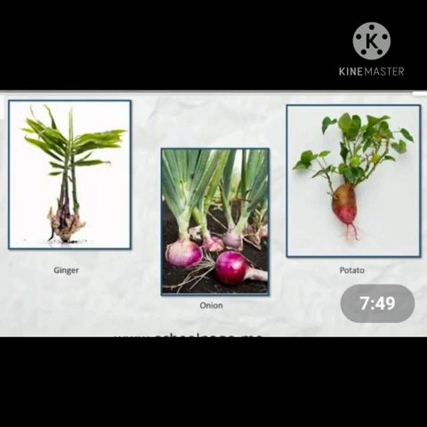By stem, vegetative propagation can take place from the stem in ginger, onions and potatoes. In these plants, the stem bears small outgrowths called buds. When a cutting of such a stem along with the bud is buried in the moist soil, then a new plant develops from these buds.